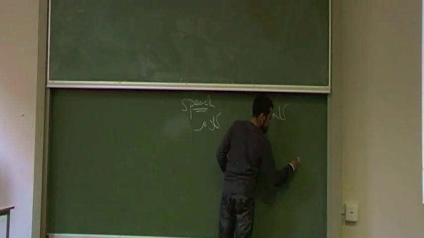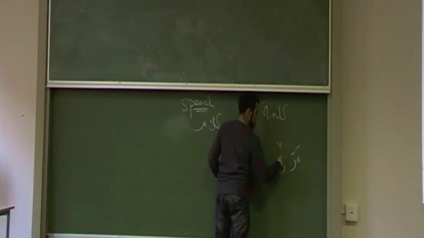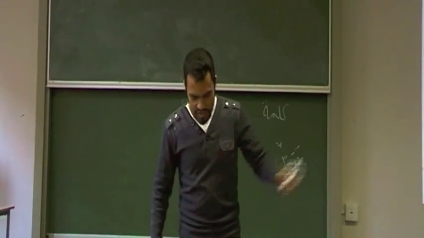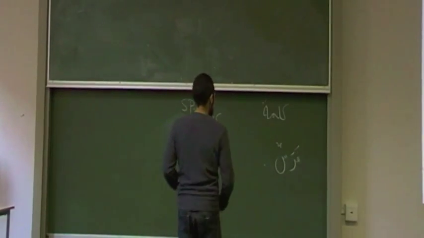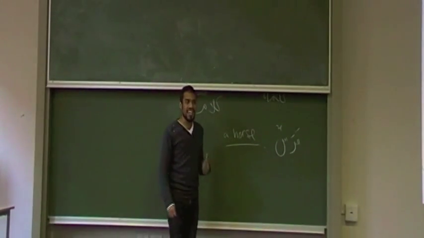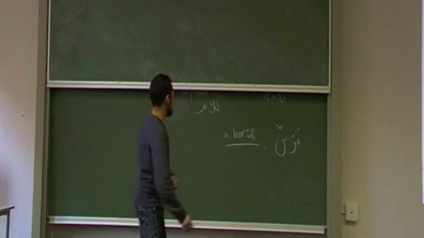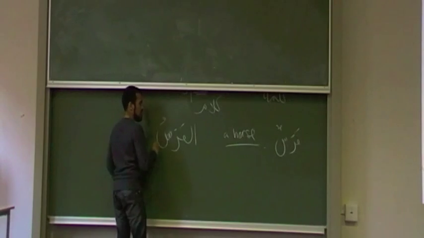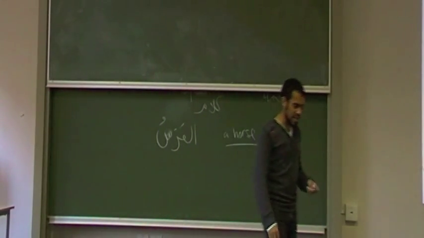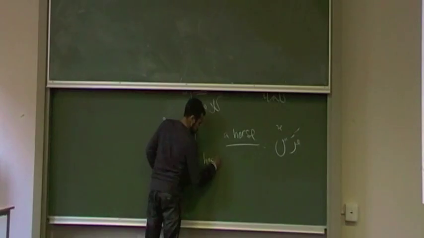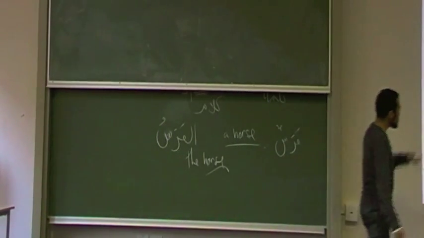So we will have, for example, farasun. What's the meaning of farasun? A horse. It's one of the words for a horse. The moment I append lam al-ta'rif, the lam that makes things definite, it will be recited as al-farasu. So farasun means a horse, al-farasu means, what does it mean? The horse. And this is a simple way of making things definite.